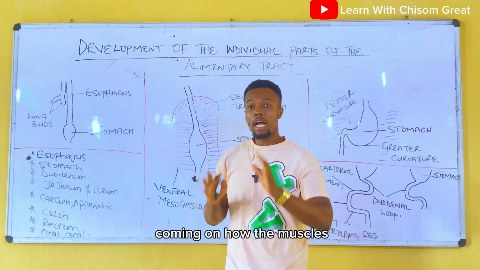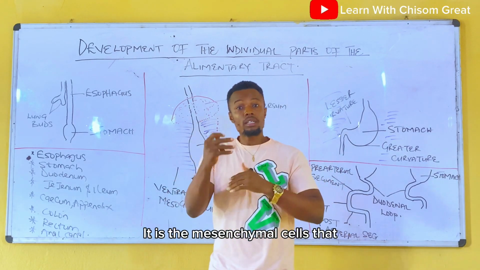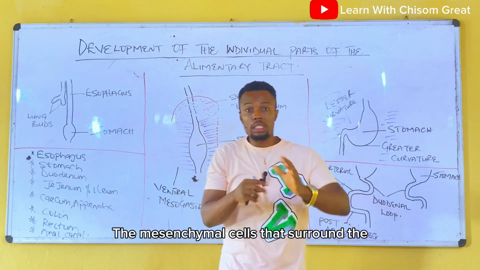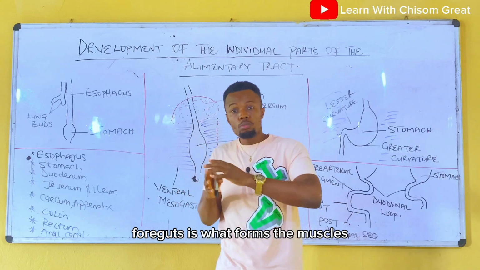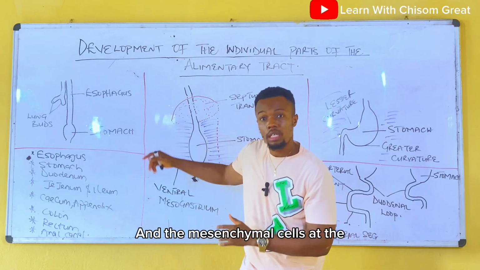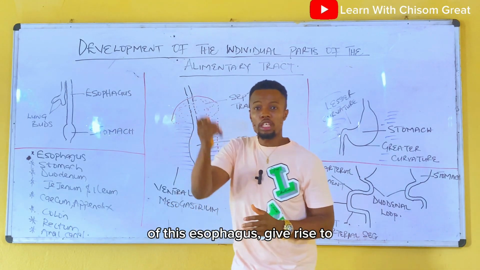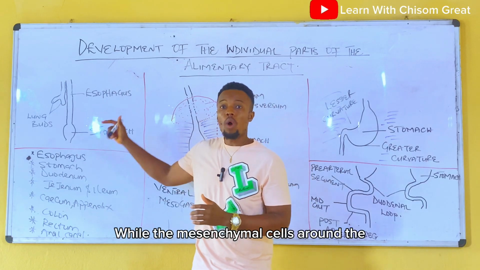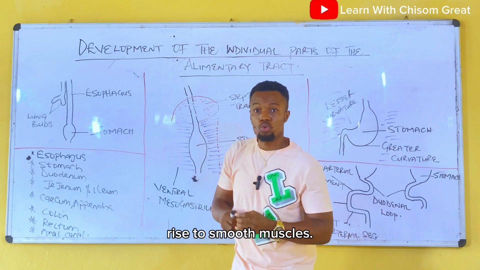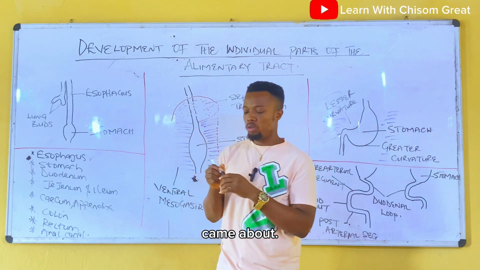So coming to how the muscles of the esophagus form, it is the mesenchymal cells that surround the foregut. The mesenchymal cells that surround the foregut form the muscles of the esophagus. The mesenchymal cells around the two-third of the esophagus give rise to striated muscle, while the mesenchymal cells around the one-third of the esophagus give rise to smooth muscle. So that is how the esophagus came about.